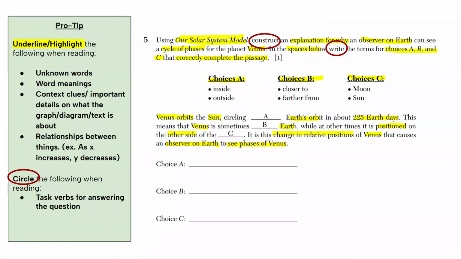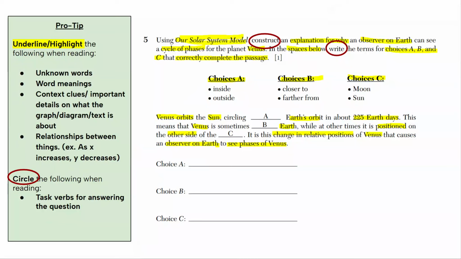So this means that Venus, highlighting again because Venus comes up a lot, is sometimes blank Earth, while at other times it is positioned on the other side. So this gives me a clue that it wants me to tell them about the position of Venus compared to Earth in this blank, and over here it wants me to say something about probably Venus's orbit, because I know Venus's orbit is 225 Earth days.